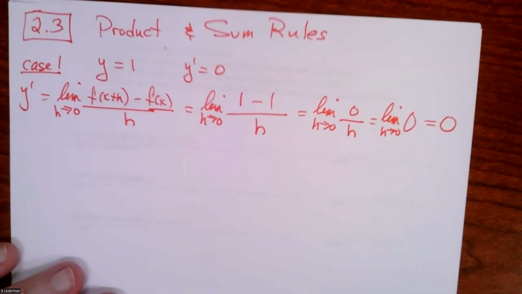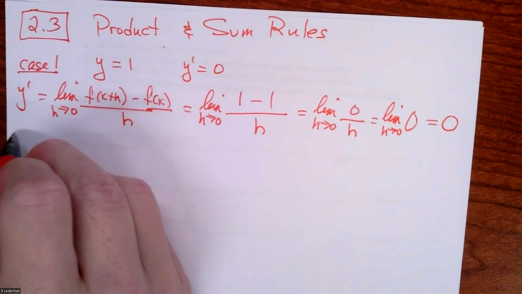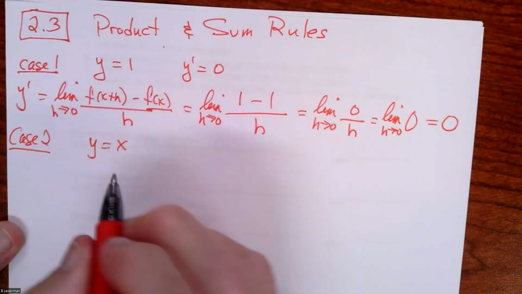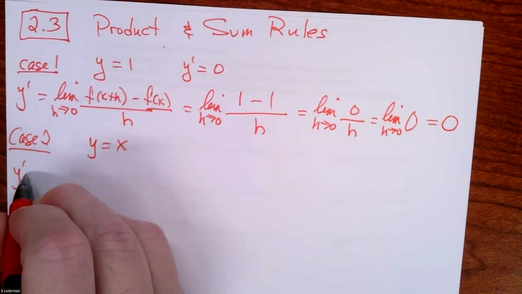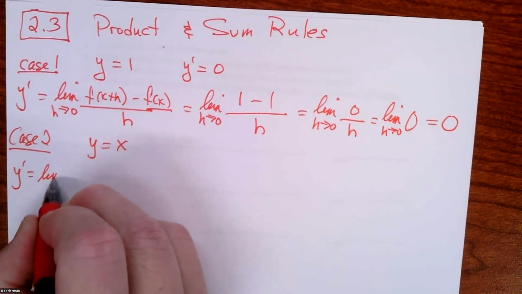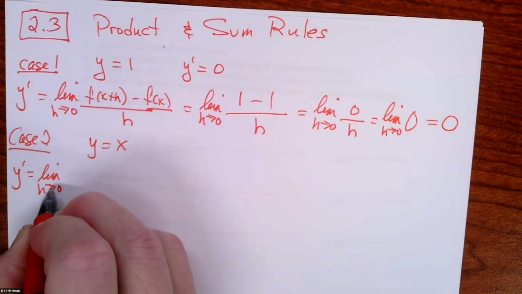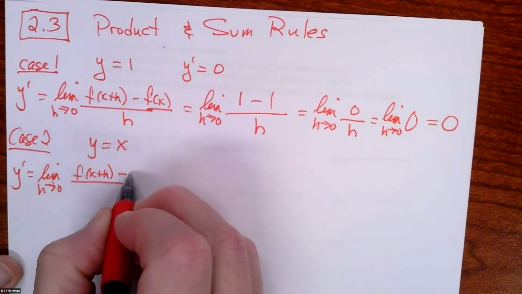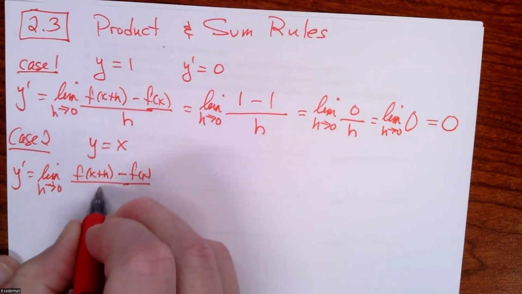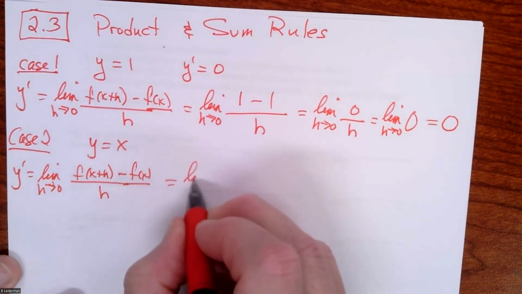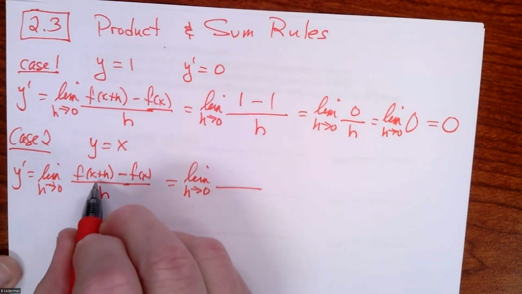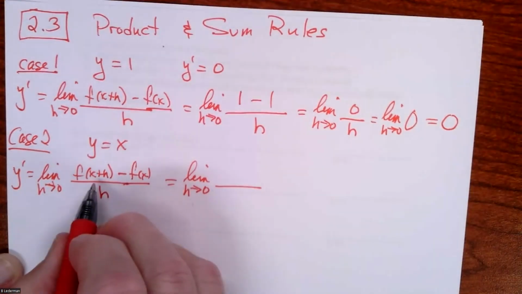Now let's look at the second case, case 2, y equals x. All right, fair enough. So y prime is equal to the limit, again, by definition, as h goes to 0 of f of x plus h minus f of x, this is the definition, over h. And this is equal to the limit as h goes to 0 of, well, f of x plus h, well, y is just equal to x. So whatever the input, the output is the same as the input.